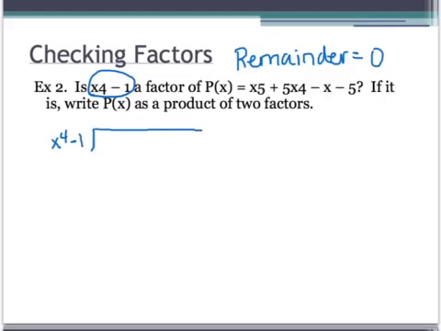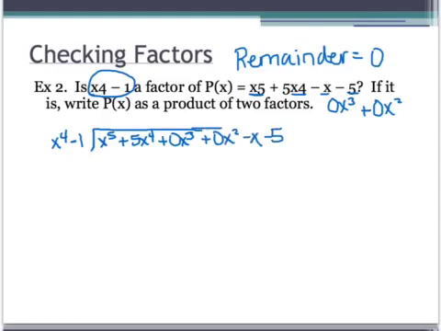Before I can write in my dividend, I want to make sure I have all of my terms. I have an x to the 5th, an x to the 4th. I'm missing an x cubed, so I'm going to have to fill that in with 0. And I'm missing an x squared, so I'm going to have to write 0x squared as well. Then I have in my x to the 1st and my constant. So I'm just going to rewrite this now. X to the 5th plus 5x to the 4th plus 0x cubed plus 0x squared minus x minus 5.